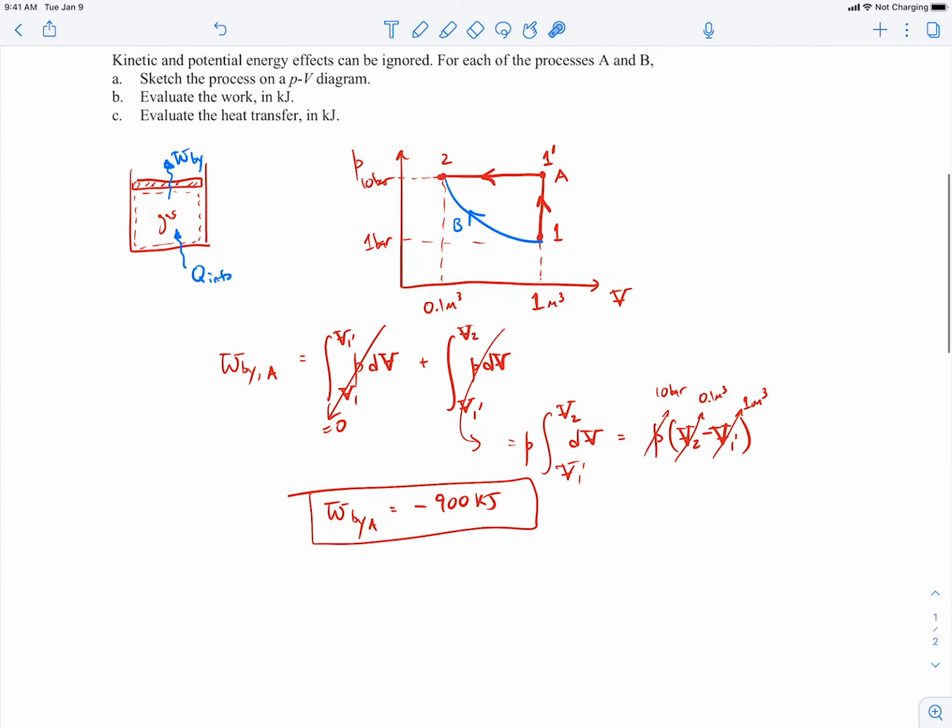Now to find the heat transfer for this process, we'll make use of the first law. The first law involves heat transfer, so that makes sense to use as a tool to figure out what the heat transfer value would be.